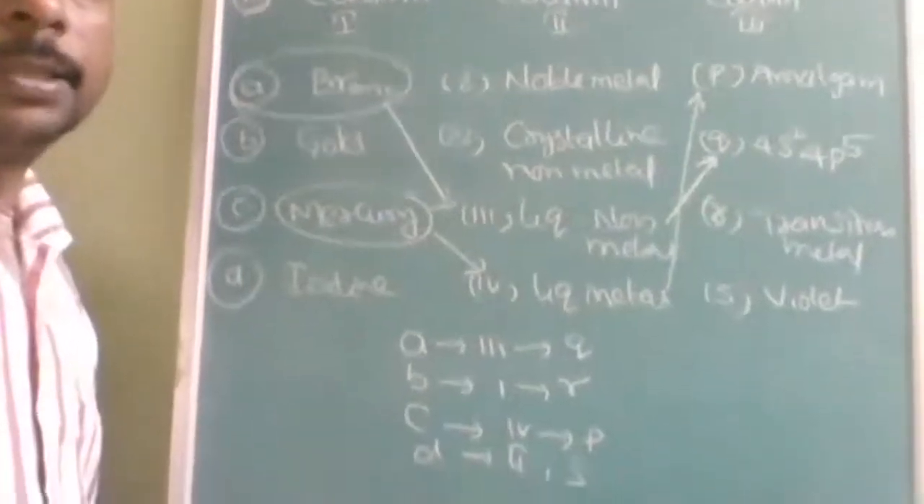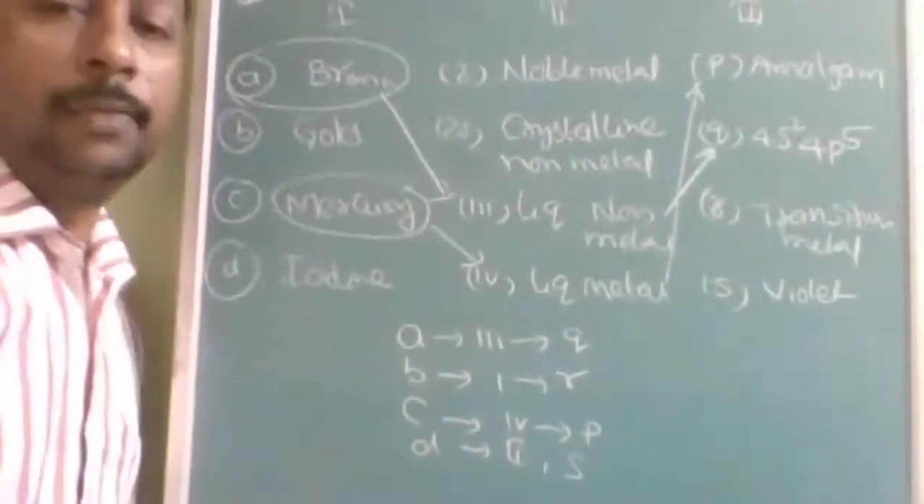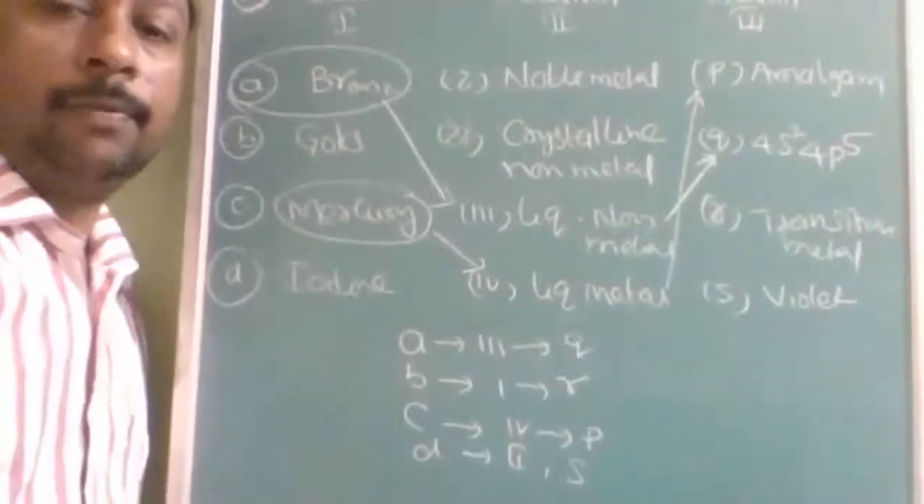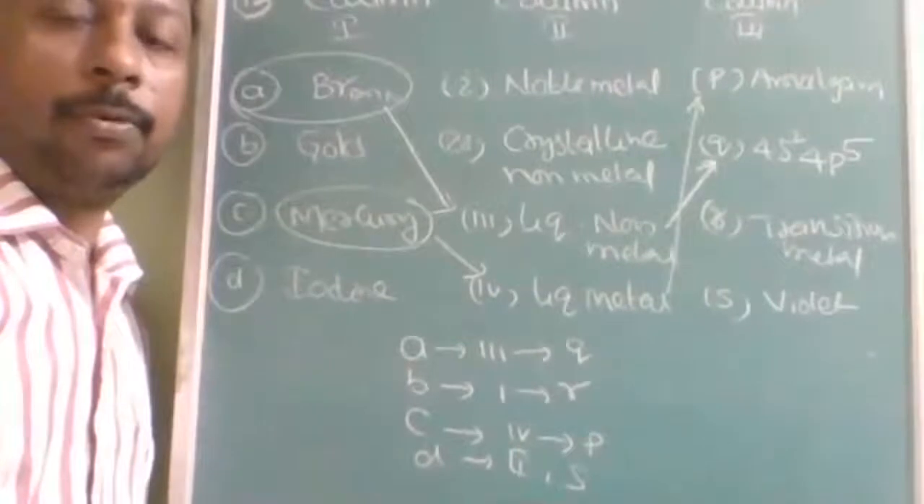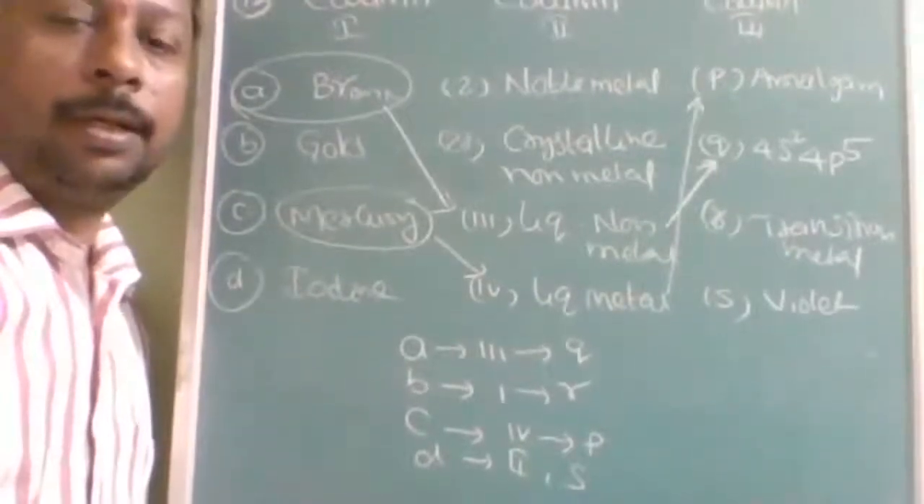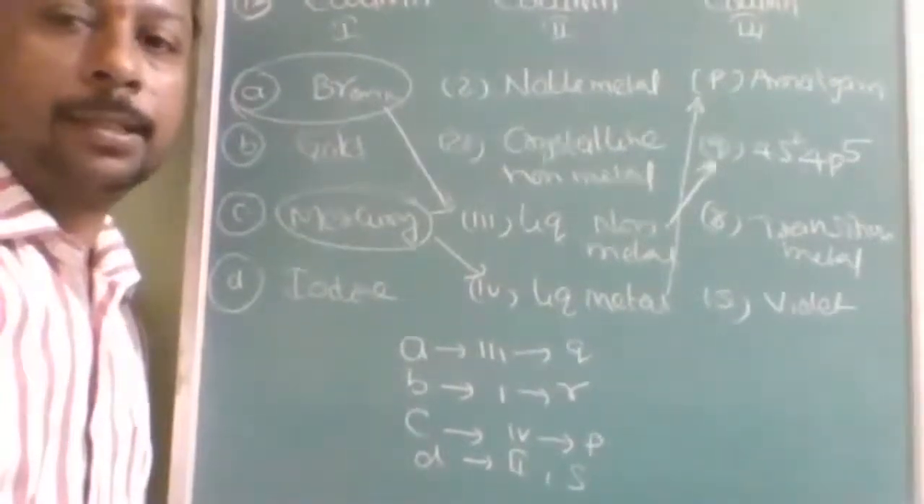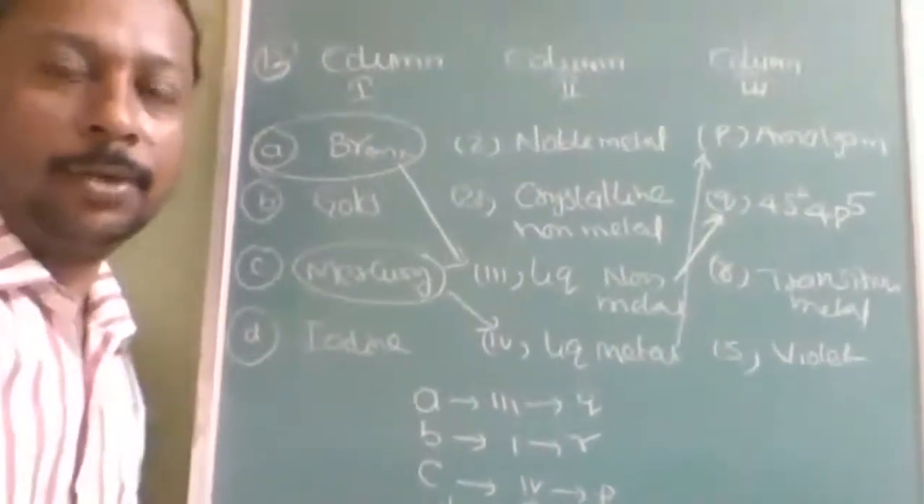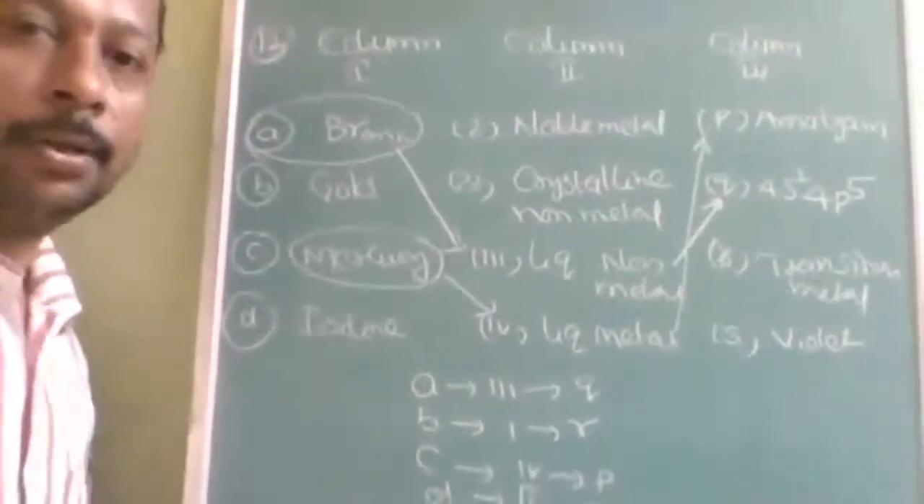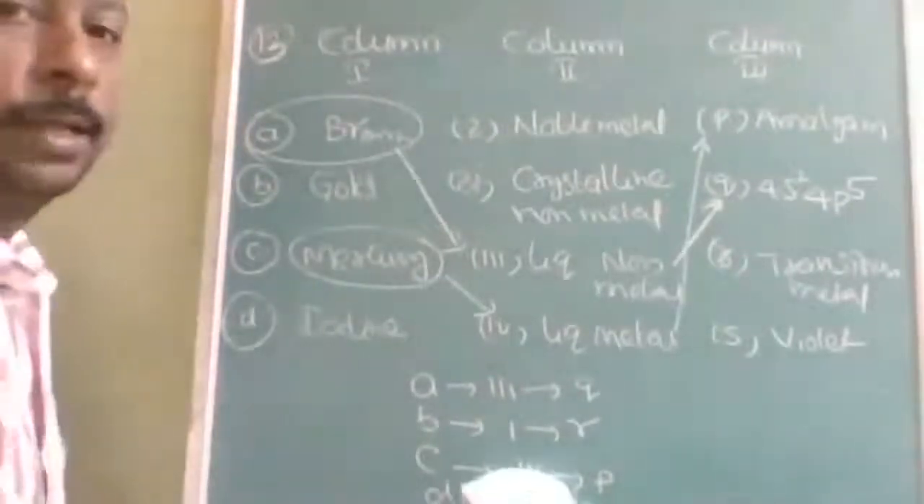Then you will get the answer: A will be 3, 3 will be Q, B will be 1, 1 will be R. Then C will be 4, 4 will be P, D will be 2, 2 will be S. This is a 3-column match, nowadays in mains. Everything is copy paste from the advanced examination. So you have to prepare at least for advanced to qualify mains.